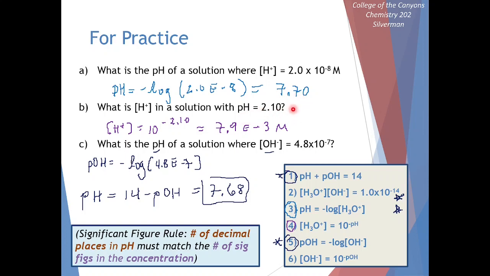Our second solution has a pH of 2.10. A low pH means it's acidic, means we expect to have a large concentration of H+, and we do. 10 to the negative 3 is large compared to the neutral solution, which is 10 to the negative 7. And lastly, our hydroxide concentration is a little bit big compared to 10 to the negative 7. And so we're expecting a solution that's slightly basic, our pH just slightly above 7. Again, checks out. That is what we expect.